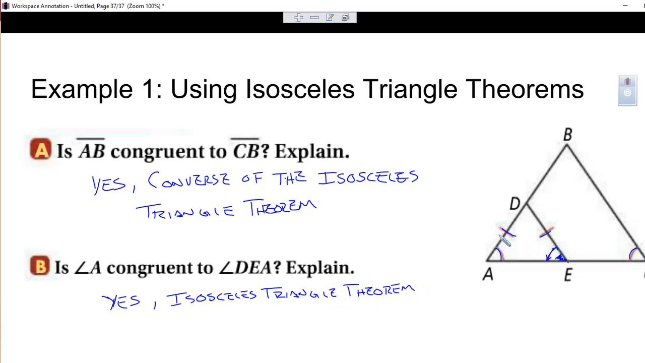So we have two congruent sides. We have the angles across them are also congruent. So that means these two are congruent, and that means that these two are also congruent. I want you to recognize that these are corresponding angles. And when corresponding angles are congruent, they form parallel lines. So that means that DE is going to be parallel to BC.